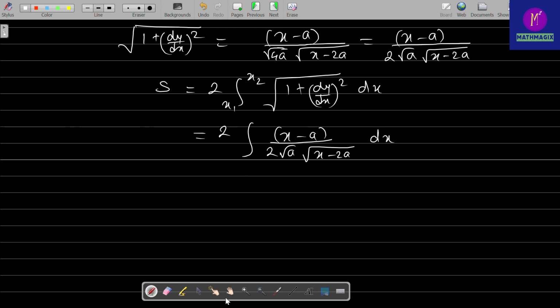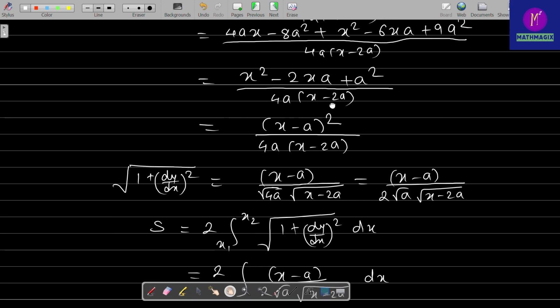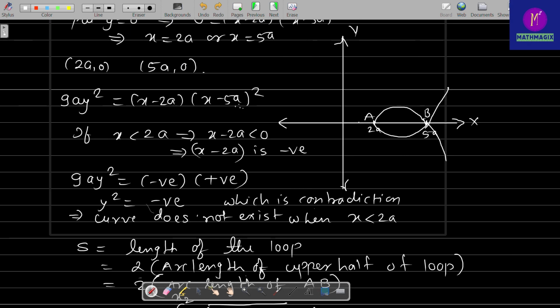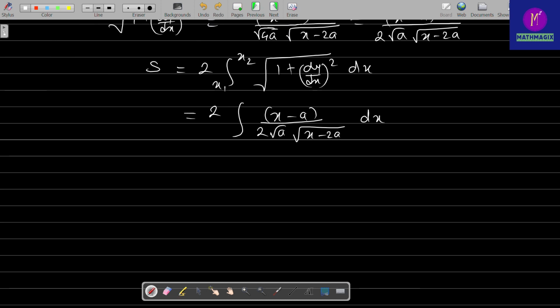And the limits of x that we need to write down, we will write down from the diagram. So here in the diagram, coordinates of A are (2a, 0) and coordinates of B are (5a, 0). Here we require just the end points, that is A and B, because we are finding arc length AB, and we require the x coordinates because we require x limits. Those are nothing but 2a and 5a. So hence here in the integration x is varying from 2a to 5a.